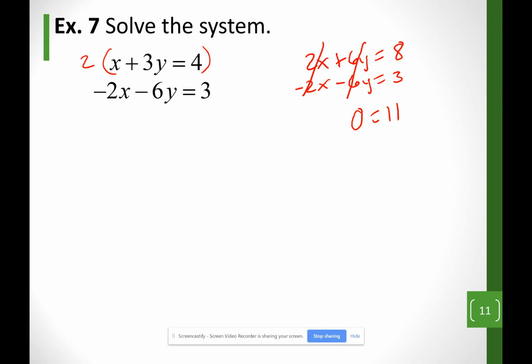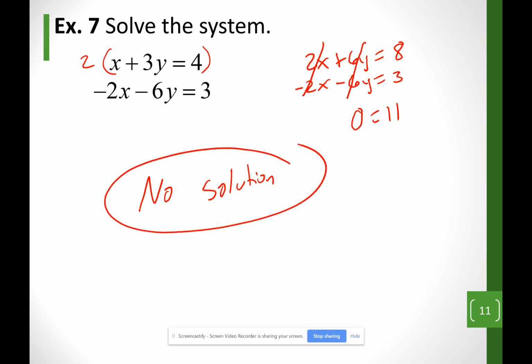Now, I have no letters, so that's a special case. My numbers are not the same. 0 equals 11, right? It's not the same. So here, this is no solution. No matter what values of x and y you can think of, you're not going to make both equations true.